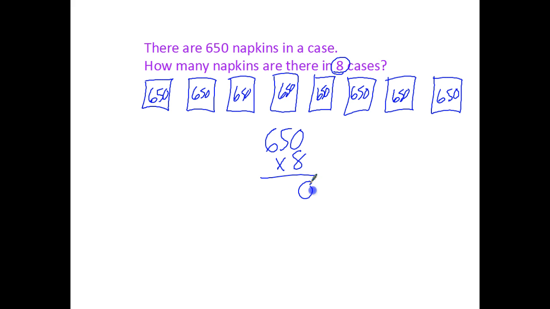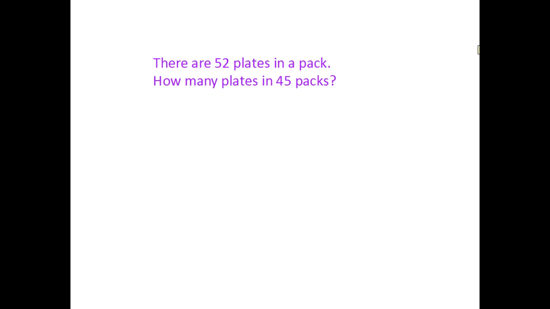8 times 0 is 0. 8 times 5 is 40. Put down my 0, carry my 4. 8 times 6 is 48 plus 4, 52. Put my comma in. 1, 2, 3. 5,200. And we're trying to remember that it's right after the word many. Napkins. So 5,200 napkins.